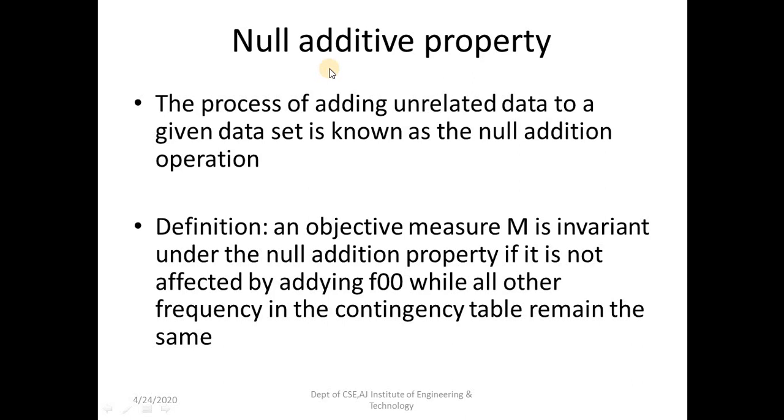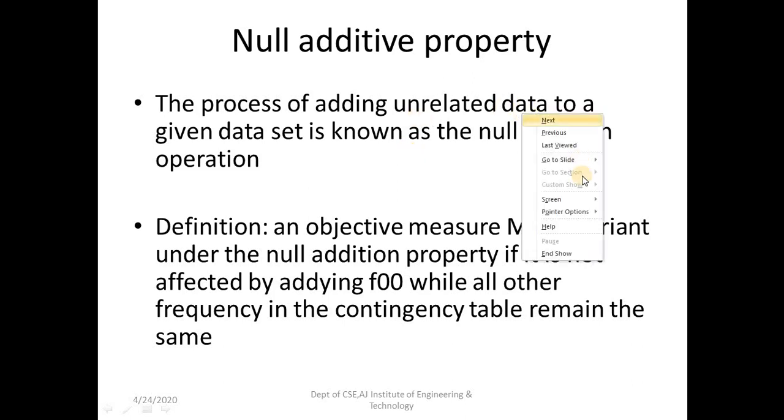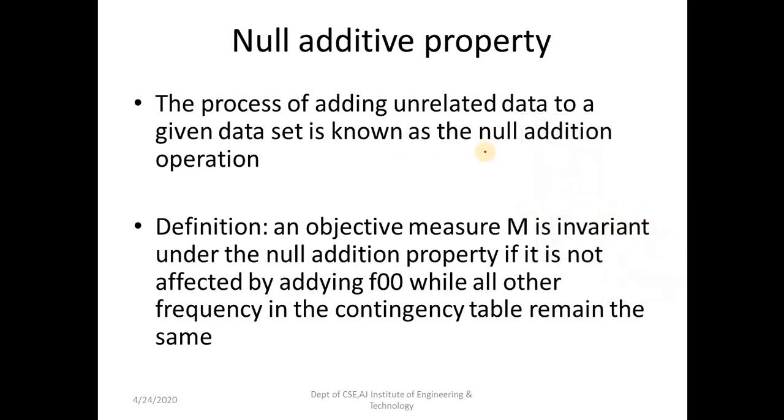The next property of objective measures is the null addition property. The process of adding unrelated data to a given data set is known as a null addition operation. So if you are adding unrelated data to the data set, it is called a null addition operation. Let us look at this now.